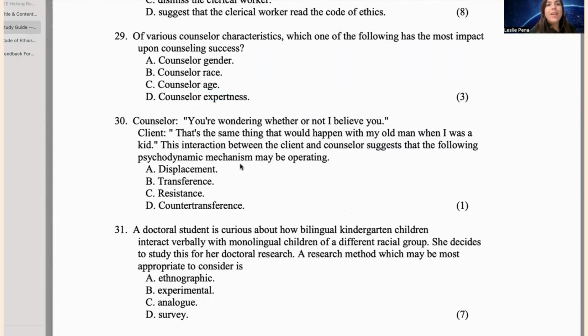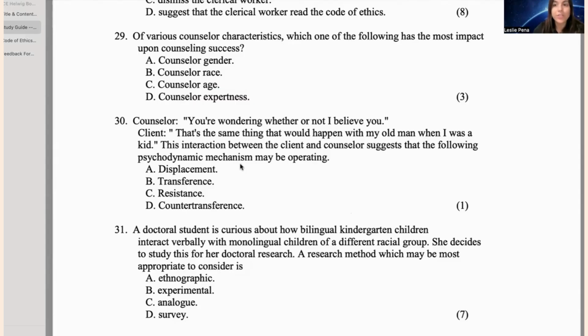30. Counselor: you're wondering whether or not I believe you. Client: that's the same thing that would happen with my old man when I was a kid. I like to give them different voices. This interaction between the client and the counselor suggests the following psychodynamic mechanism may be operating. So I love defense mechanisms. I think I have a whole video on defense mechanisms. In this one, they're transferring their feelings for someone else onto you. So this is transference, B.